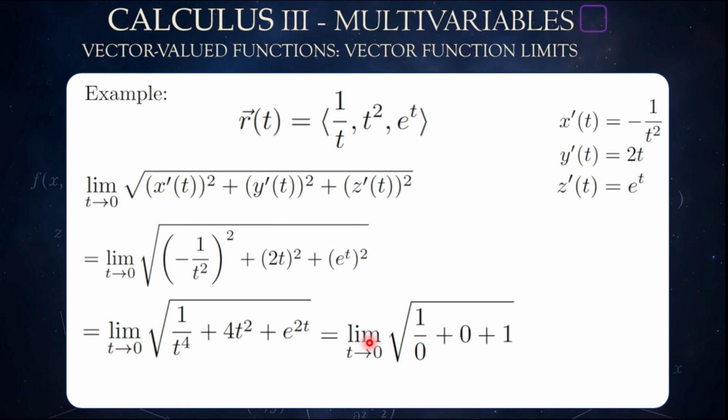This becomes the limit as t goes to 0 of the square root of 1 divided by 0 plus 0 plus 1. This element here goes to infinity, so the limit does not exist. Therefore, not only is the function not continuous, but there's also no limit for the magnitude, as a result of that.